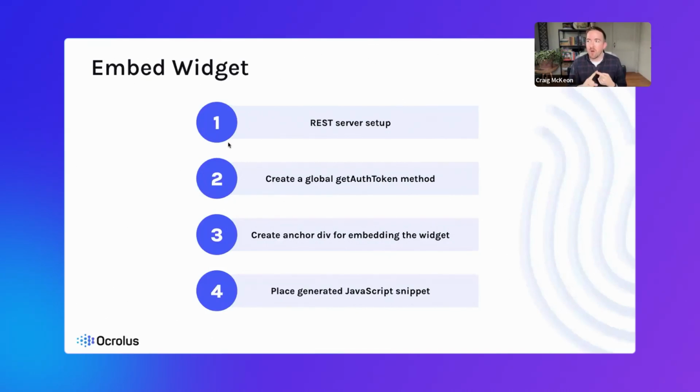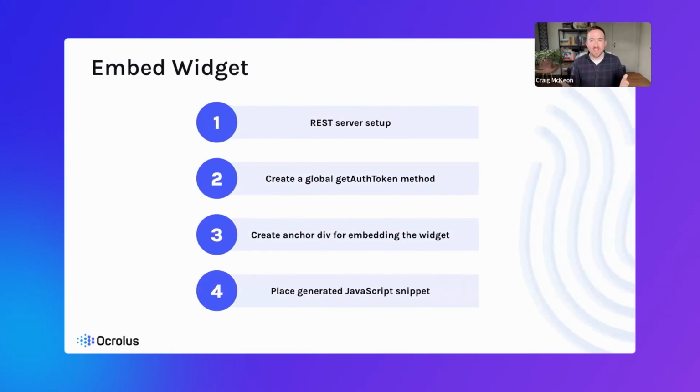So to embed widget requests first, your team will need to authorize widget requests and set up a REST server that can handle those internet requests. This includes configuring an endpoint on your server where a post request is made with authenticated user information to request an authenticated token from Ocrolus for uploading purposes. Then you will want to create a global getAuth token method that utilizes the API server endpoint on your server and makes it accessible to the widget for that seamless request handling.